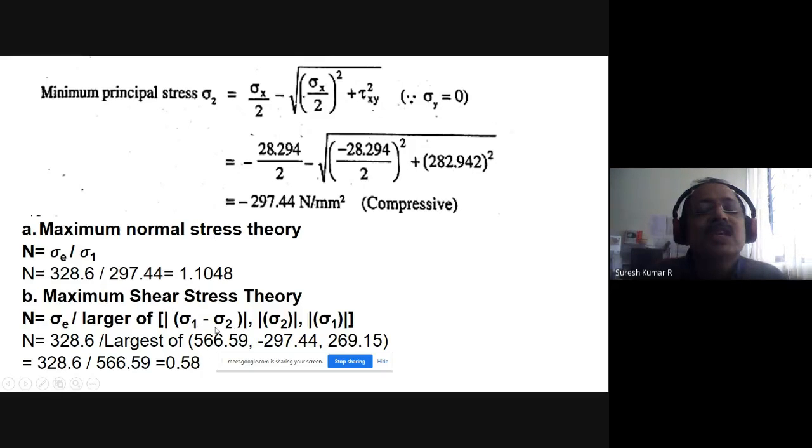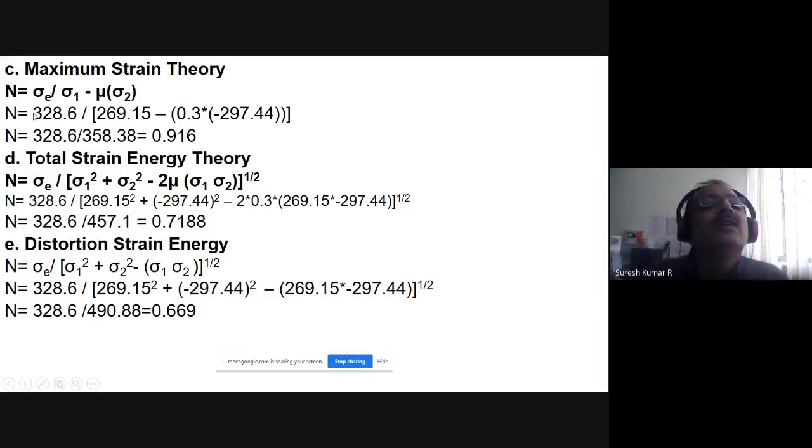Maximum shear stress theory, again I have only sigma 1 and sigma 2 because sigma 3 is not there. It's a biaxial state of stress here. And then according to maximum strain theory, sigma E by sigma 1 minus mu sigma 2. Again, total strain energy: sigma E by root of sigma 1 square plus sigma 2 square minus 2 mu sigma 1 sigma 2. And distortion energy: sigma E by root of sigma 1 square plus sigma 2 square minus sigma 1 sigma 2. I get all the factors of safety according to various theories of failure. This is by the conventional method.